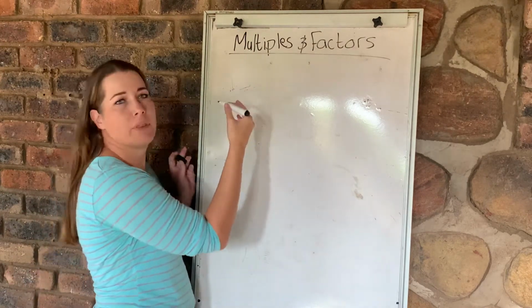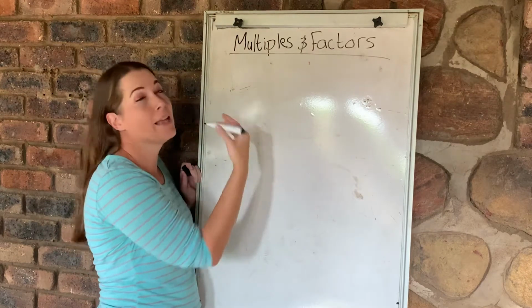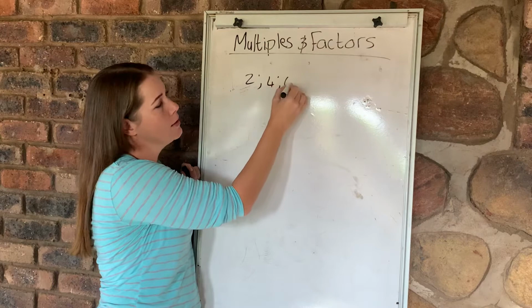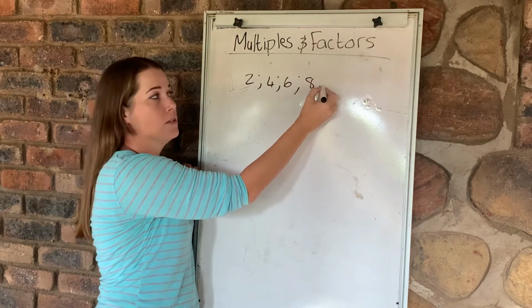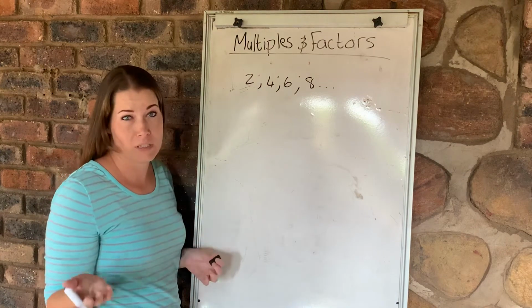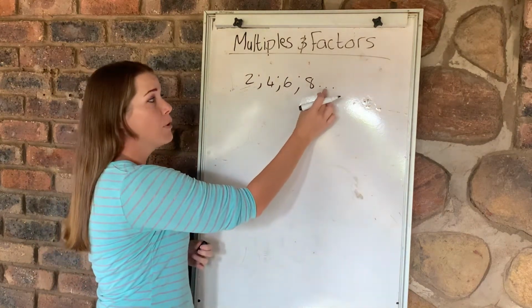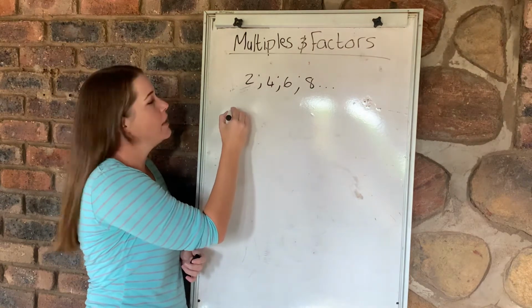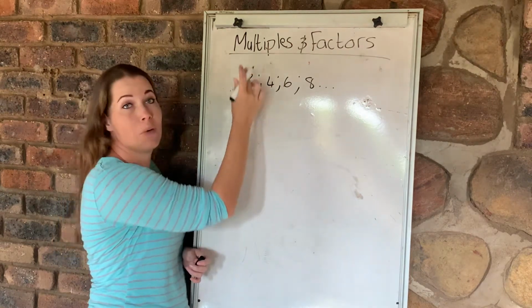So for example, if we think about the 2 times table, if we're counting in 2s, it would be 2, 4, 6, 8, and so on. Now remember, numbers carry on forever. They're infinite. So that's why we put the 3 dots. Now, the multiples we indicate with an M for multiple.